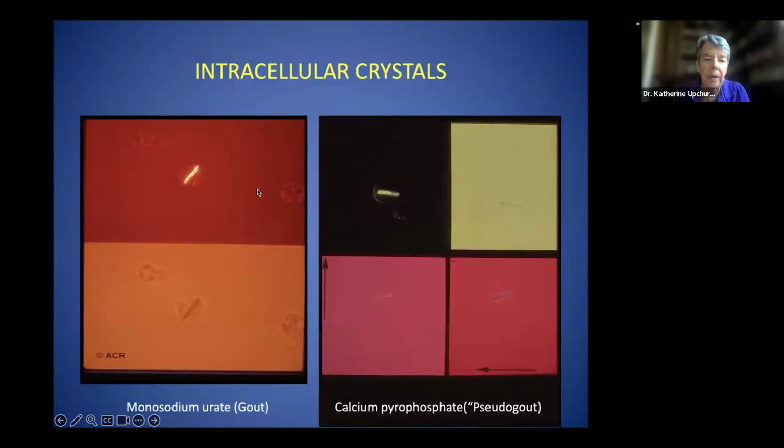Now, this crystal, and you notice it's a needle-shaped crystal, and this crystal is very different because it's hardly evident. It's very weakly birefringent. And here we see that the plane of polarizing light is going right to left. And this crystal is actually also, like this one, parallel to the plane of polarizing light, but it's blue. So it's diametrically opposite. And this is a calcium pyrophosphate crystal, which is the cause of quote unquote pseudo-gout.